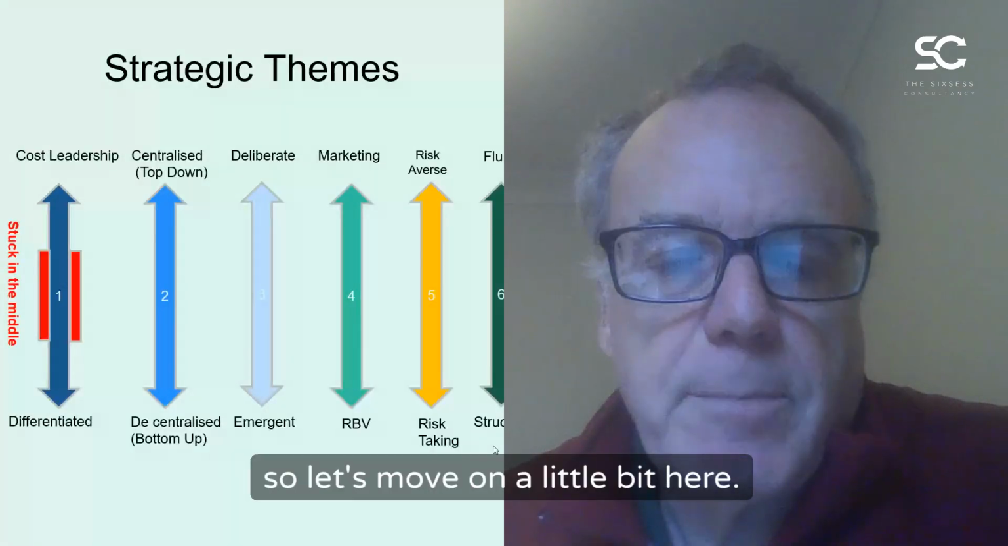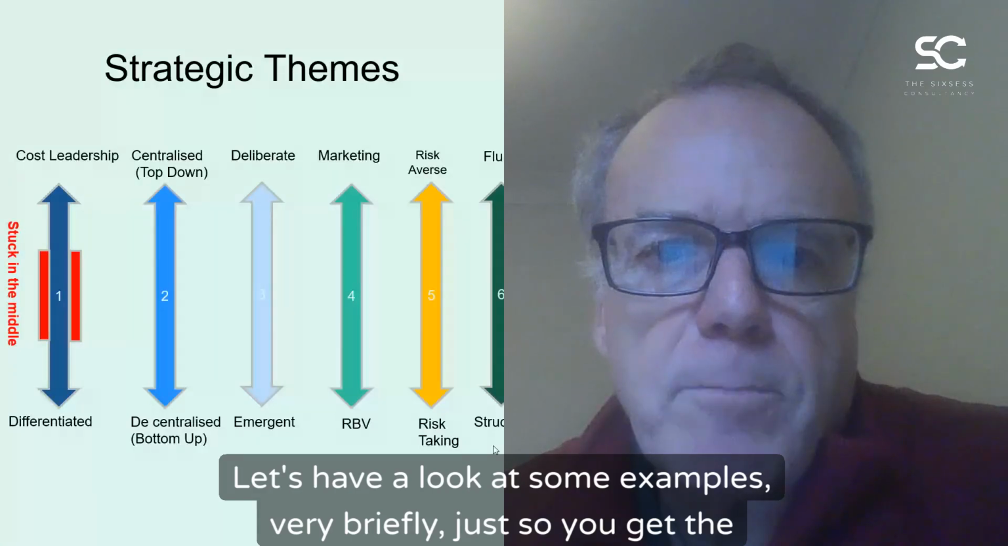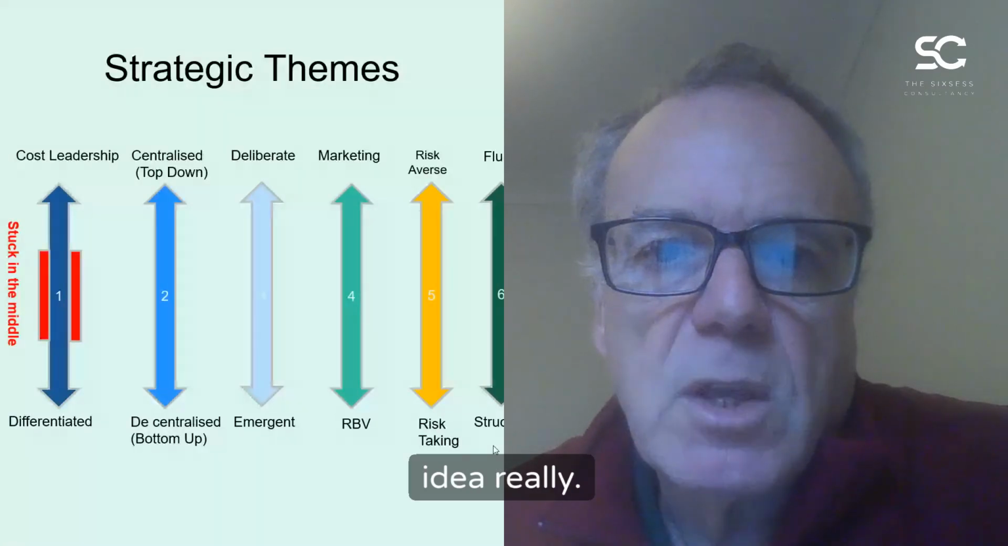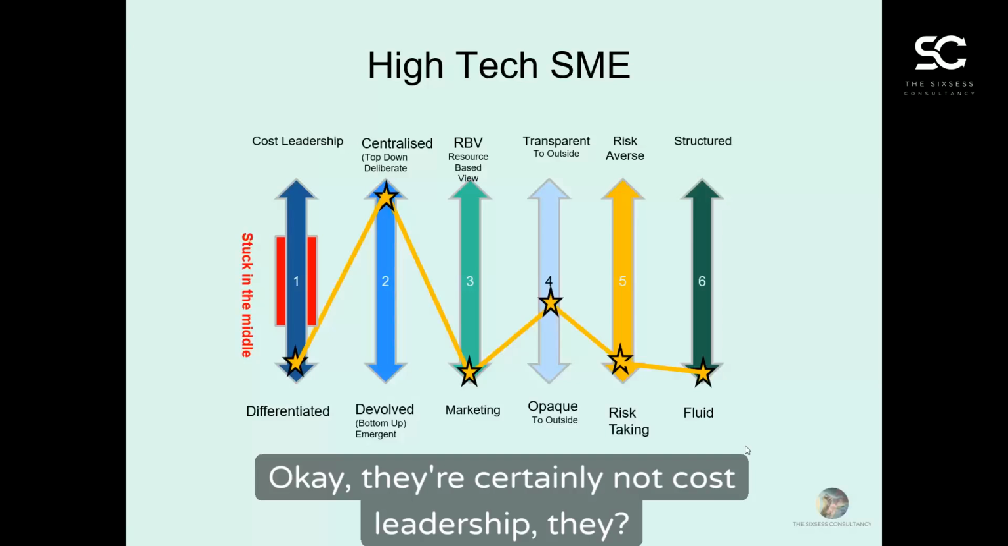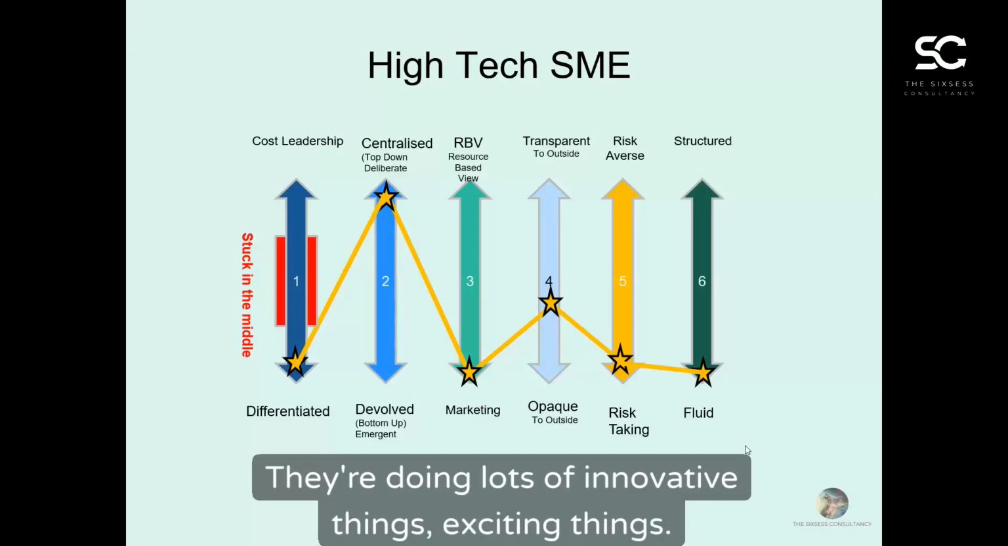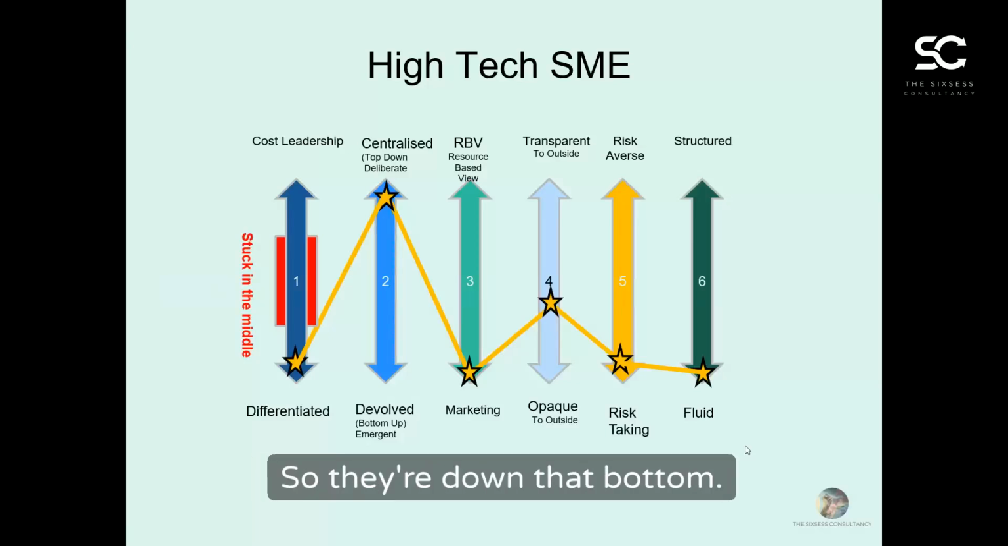So let's move on a little bit here. Let's have a look at some examples very, very briefly, just so that you get the idea, really. So here I have a high-tech SME, so let me talk you through that. They are highly differentiated. Okay, they're certainly not cost leadership, are they? They're doing lots of innovative things, exciting things, so they're down there.